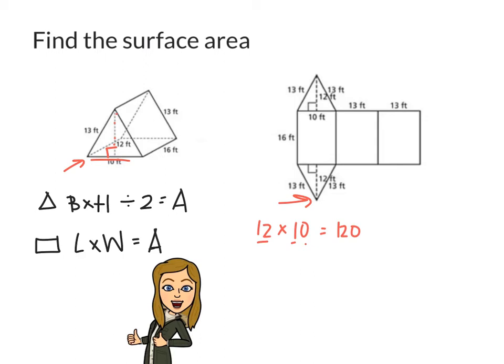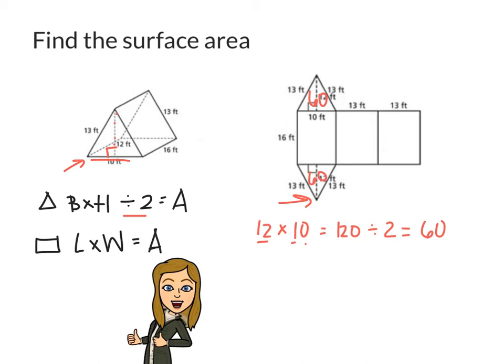Then, because it's a triangle, I still need to divide by 2, so divide 120 by 2, and that would give me 60. Okay, so one triangle face is 60. But remember, with solid 3D figures with a triangular prism, they are congruent triangles, which means they're the same size and same shape, which means they would have the same area. So that means this triangle is also 60. Good, we're done with the triangles.